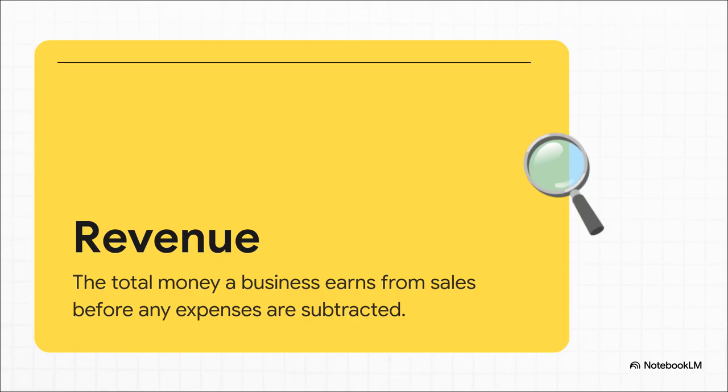So, at the very top of our funnel, we have revenue. This is that big, flashy number you always hear about. It's all the money a company brings in from sales before a single penny in costs is taken out. So, if a coffee shop sells 100 cups of coffee at $5 each, their revenue is $500. It's really as simple as that.